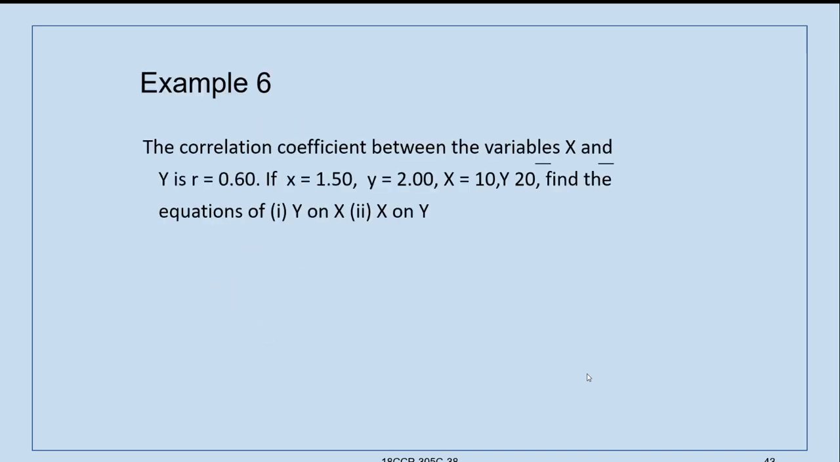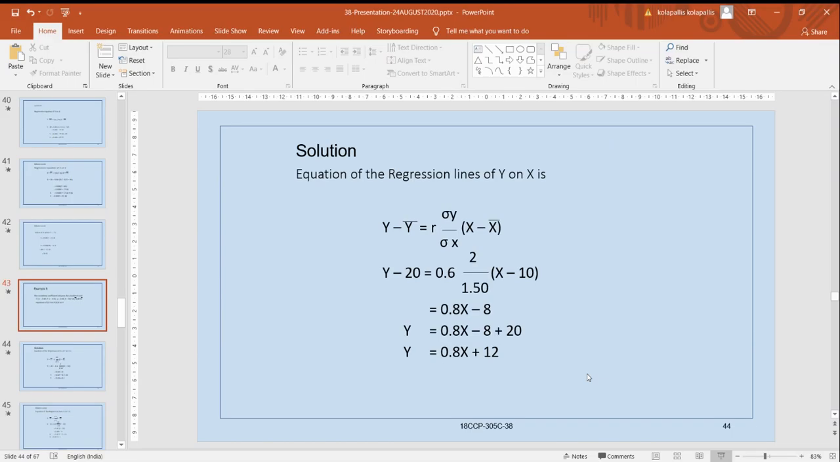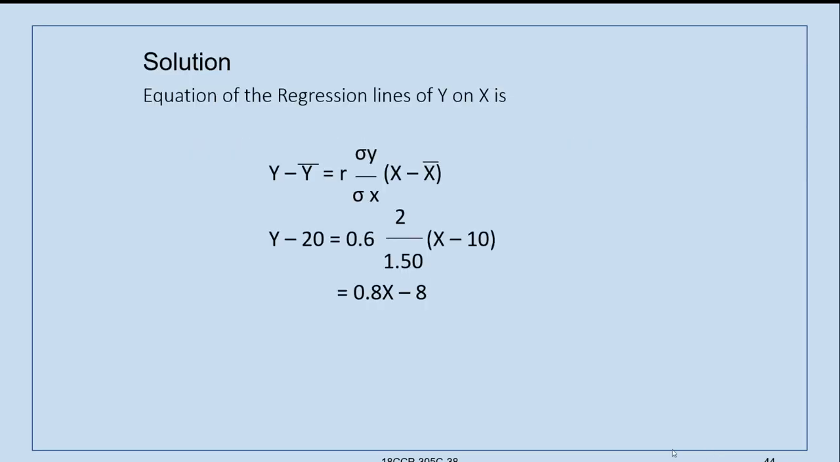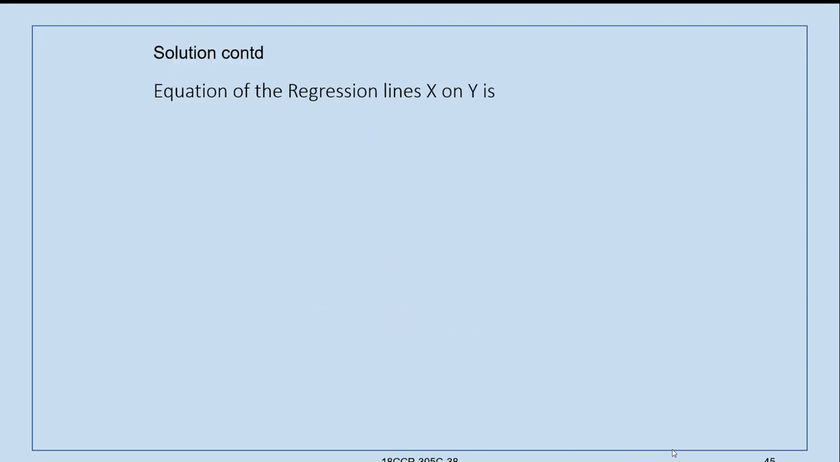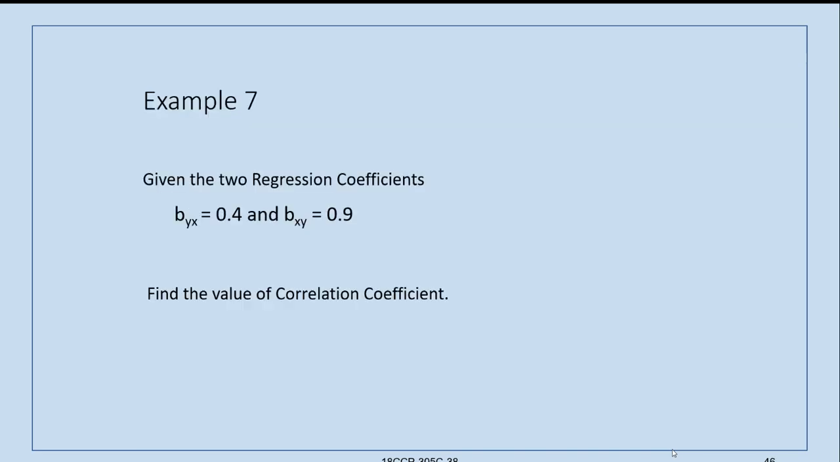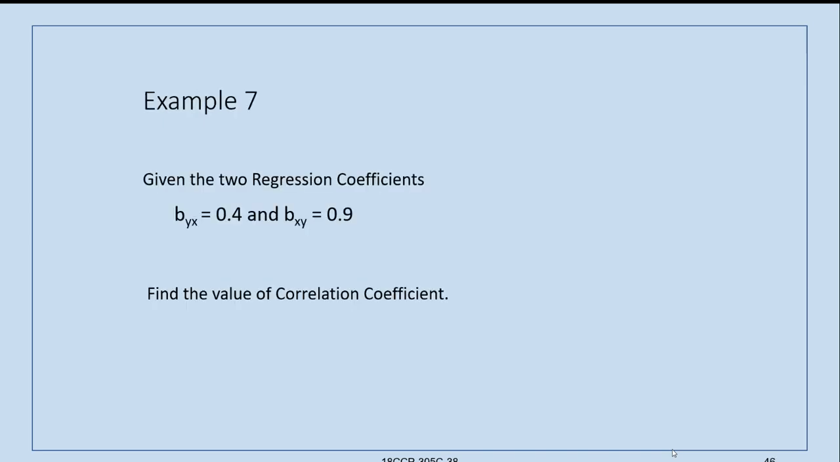So another example is the correlation coefficient between the variables x and y. Find the equations of y on x and x on y. Then as usual, these equations are taken and we have to calculate the regression lines y on x, x on y. Similarly, we will take another example. Byx is 0.4, bxy is 0.9.